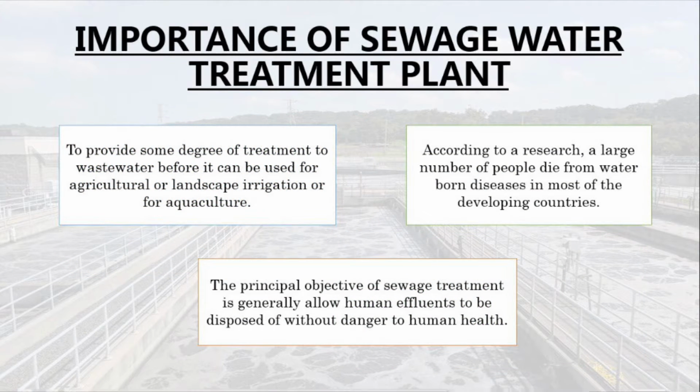Importance of sewage water treatment plant. To provide some degree of treatment to wastewater before it can be used for agricultural or landscape irrigation or for aquaculture. The principal objective of sewage treatment is generally to allow human effluents to be disposed of without danger to human health. According to a research, a large number of people die from waterborne disease in most of the developing countries.